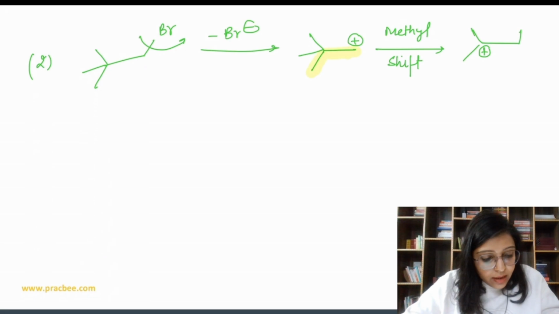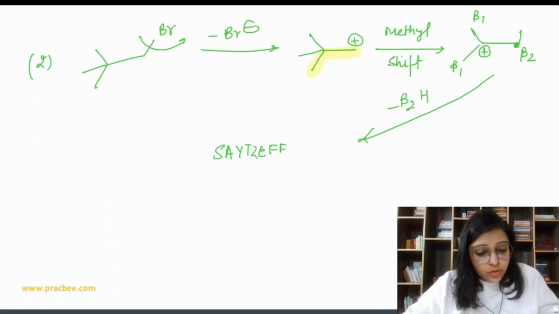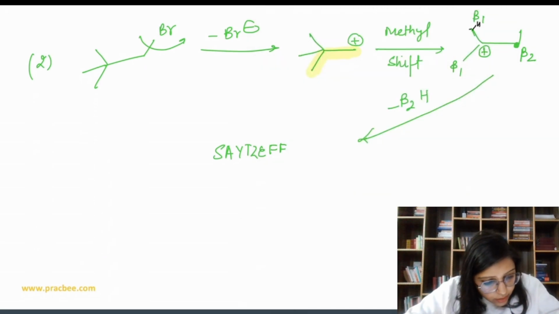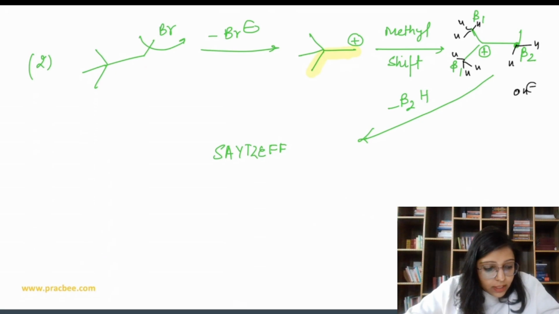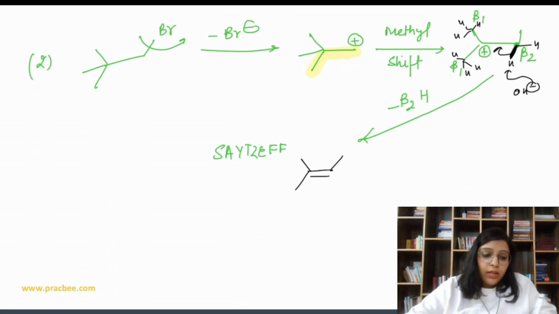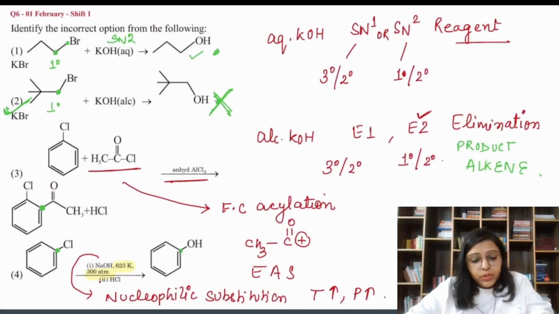So now we have beta hydrogen over here, but these are the same. And then we have beta 2 hydrogen over here. So in order to get the Zaitsev product, we have to remove the hydrogen which is beta 2. Just see, here we have 3 hydrogen because this is a methyl group, and here we have 2 hydrogen. So OH minus from alcoholic KOH takes this hydrogen and the electrons of this bond shift over here. So we get this product as the answer. Clear? That's it. So option 2 is going to be the correct answer.